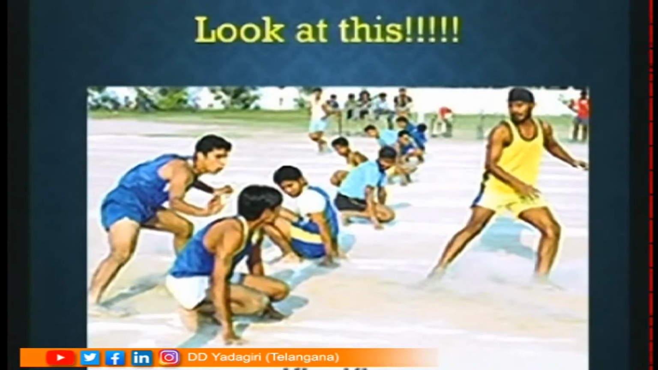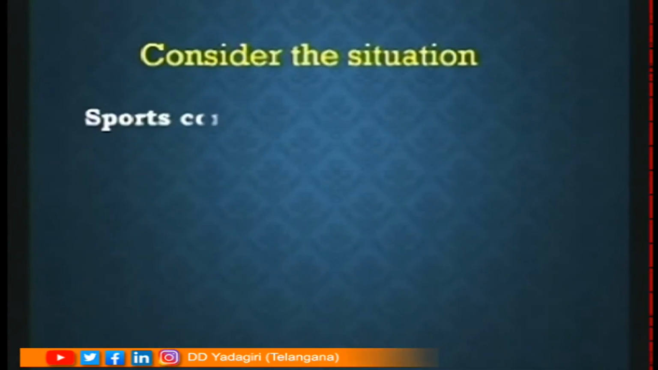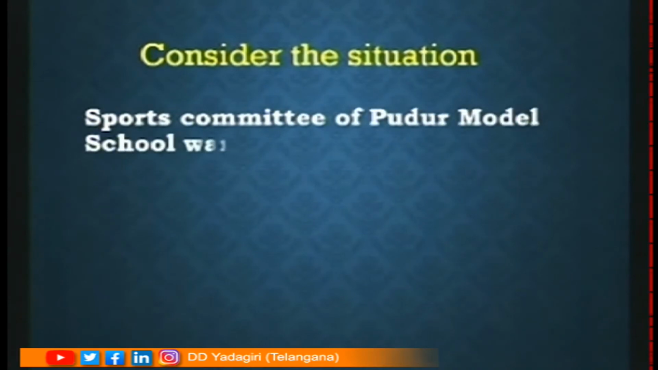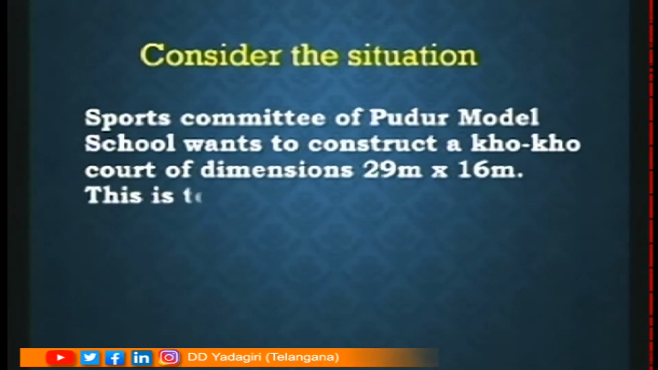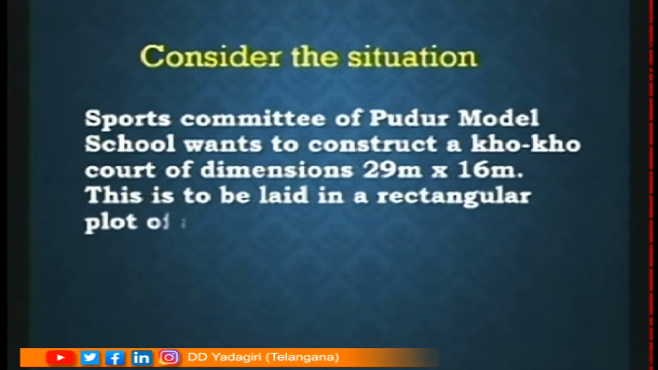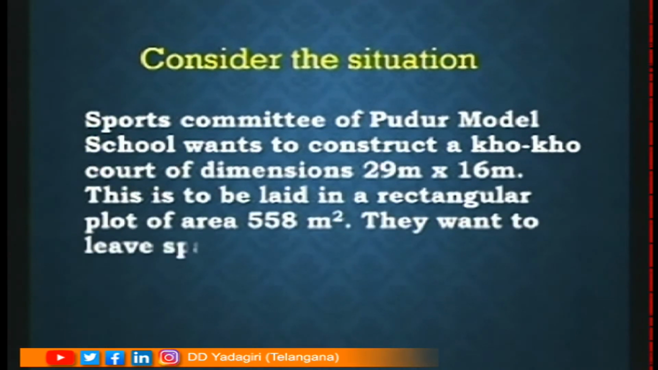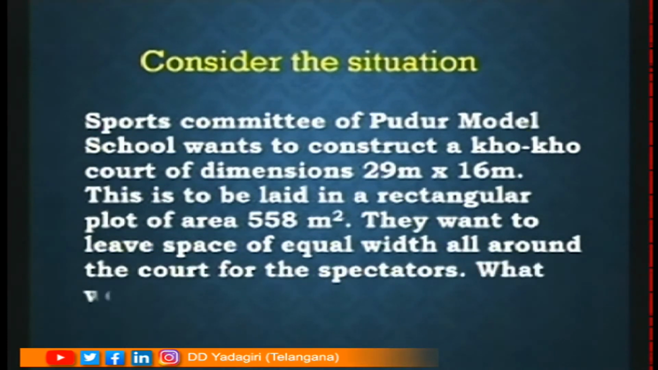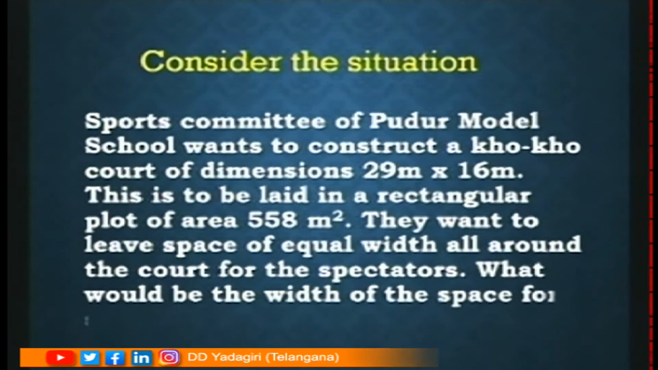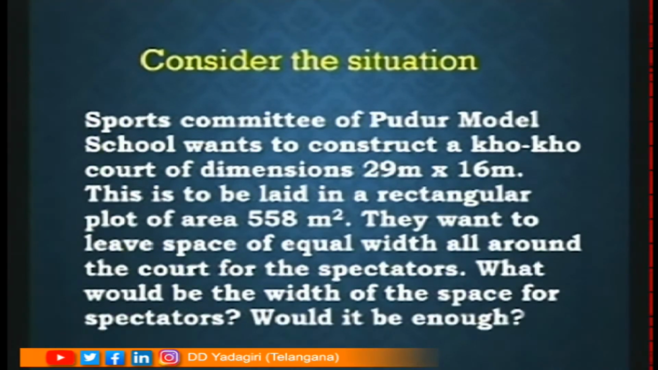Now look at this. Yes, that's right. I am sure you all must be jumping with joy whenever you have a sports hour. It's a Kho Kho match. Now let us consider the situation. Sports Committee of Pudur Model School wants to construct a Kho Kho court of dimensions 29 meters by 16 meters. This is to be laid in a rectangular plot of area 558 meters square. They want to leave space of equal width all around the court for the spectators. What would be the width of the space for spectators? Would it be enough?